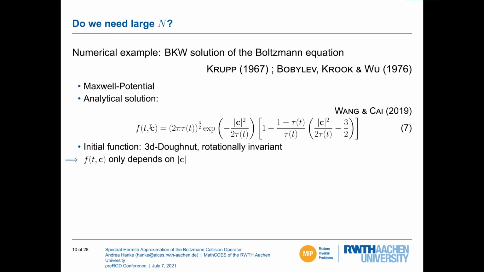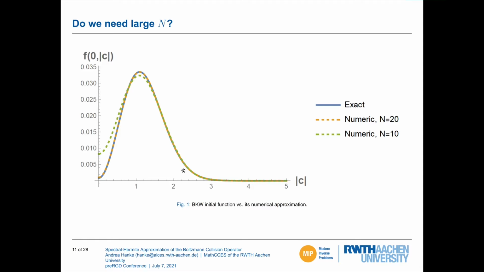And the important part is you realize, of course, f is dependent on t and c, but it only depends on the magnitude of c, right? Wherever c enters, it enters as a magnitude. You can visualize the initial function as something like a 3D donut. It is rotationally invariant. f only depends on the magnitude of c. So we can plot our initial distribution as a function of exactly the magnitude of c. And what we can see is the exact solution here. This is the blue curve.